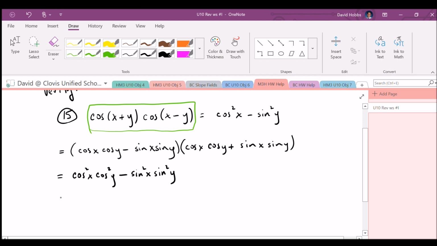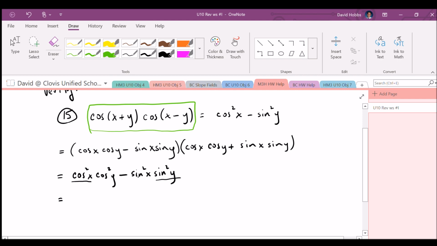Okay, now it is a good idea to look and see what you're trying to get sometimes with proofs, well actually many times, so you have at least an idea of where you're trying to go. Now notice we have cosine squared x minus sine squared y, and I have cosine squared x and I have a sine squared y, which means I don't really need the cosine squared y, I don't really need the sine squared x. And so what can we do with those?